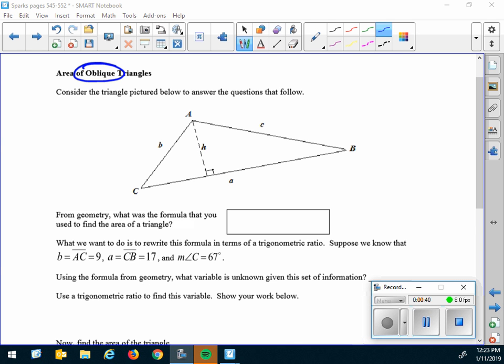When you were in geometry and even in later elementary, you learned how to find the area of a triangle. And you learned a formula. Area equals 1/2 times base times height.